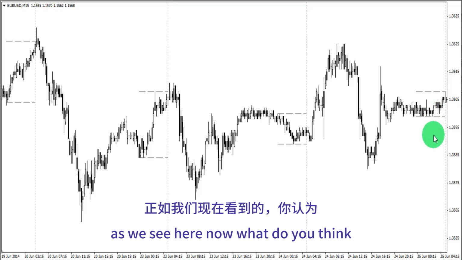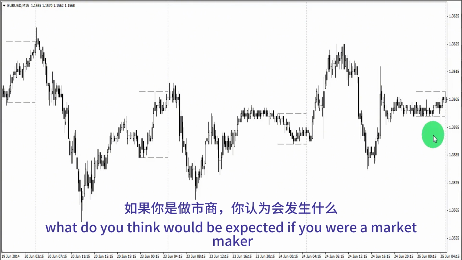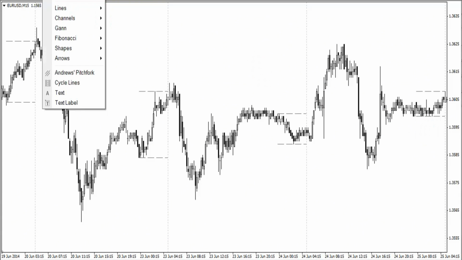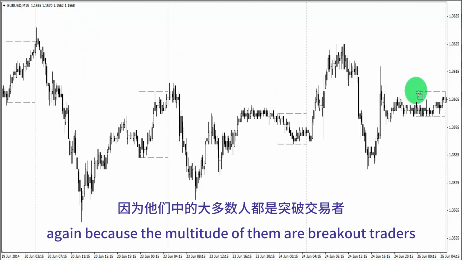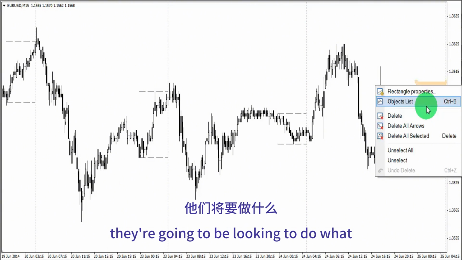Now, what do you think, looking at the chart as we have here, would be expected if you were a market maker? What are you going to anticipate the retail universe doing? How are they going to view the marketplace? Again, because the multitude of them are breakout traders, they're going to be looking to do what?